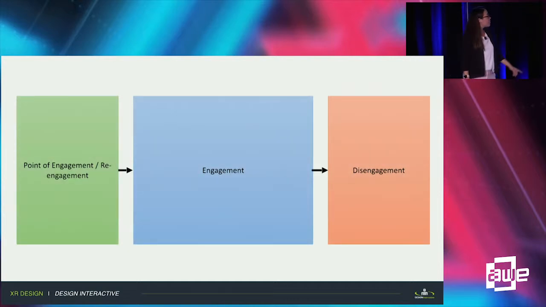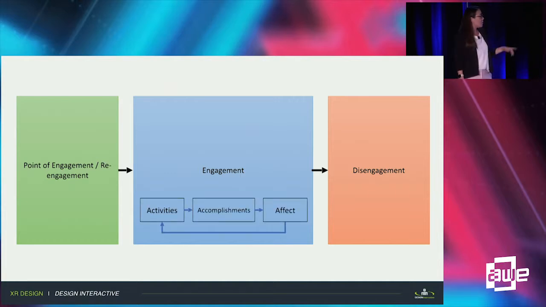The idea is that we start at a point of engagement for the user, we engage them, we get them into this activity loop where they do some kind of activity, they have an accomplishment, and they have some kind of feeling or effect. And then eventually, they might get disengaged from the system. That's either because of time or they were frustrated by the system for whatever reason. So we kind of want to avoid disengagement, right? We want to keep them in that loop.